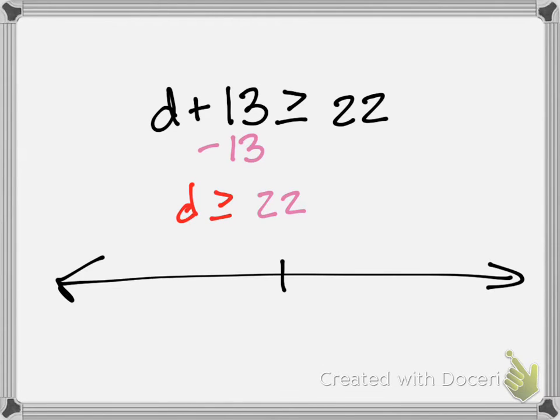No. No? Why not? Because Oswaldo, what you do on one side, you got to do to the other. We subtract that. And what do we get as our answer then? We get 9. Here's our 9. It is going to be a closed dot, and we go to the right. We solve inequalities the exact same way that we solve equations. The only difference is you need to know if it's going to be an open dot or a closed dot and which direction it goes.